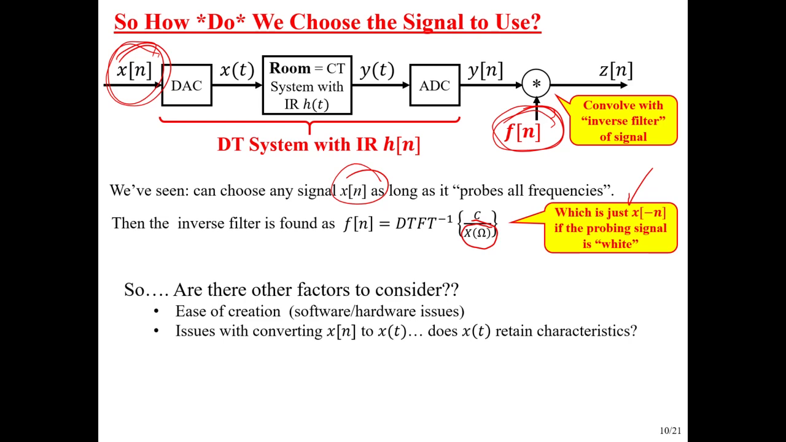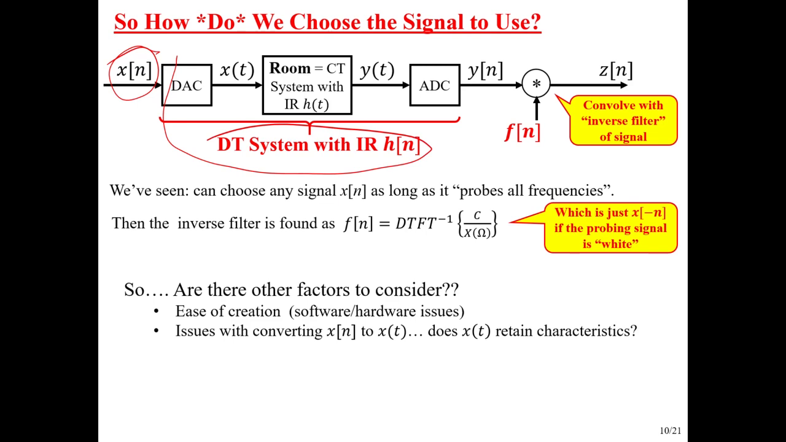There are some issues. I'm not going to go into the details, but there are issues with this conversion from x of n to x of t, and then vice versa from y of t to y of n, but it's more critical here. If you address it at the input side, the output side pretty much takes care of itself. But we want to make sure that if we're creating a signal x of n here, that it satisfies all our discrete time conditions, because remember, we viewed this as a discrete time system with an impulse response h of n.